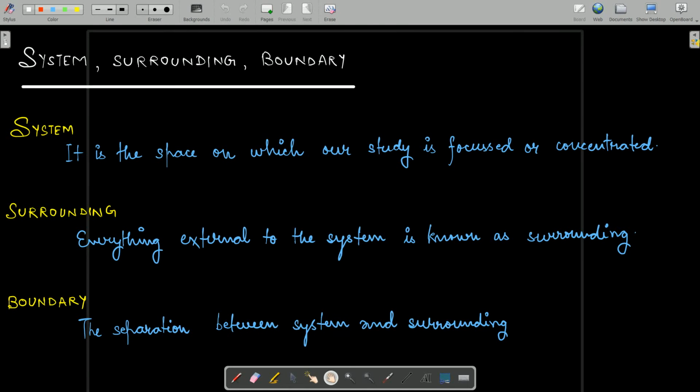Hello everyone, in this lecture we will talk about system, surrounding, and boundary. So let's see what a system is. It is the space on which our body is focused or concentrated. It is that portion of area on which you are focused, or which is under study. What is surrounding? Everything external to the system. Anything external to the system is called the surrounding. And boundary is nothing but the separation between the system and surrounding.